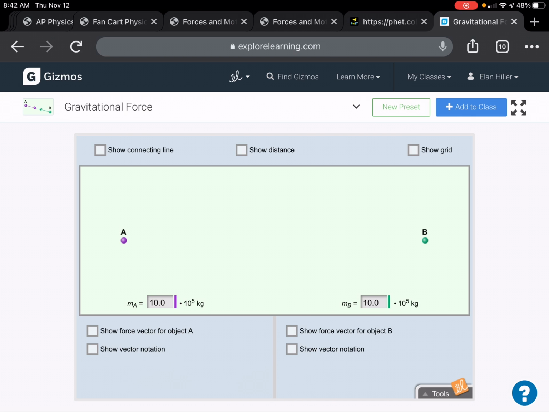So, as you can see, I've already launched the gizmo. And we're going to click. If you look in the bottom right and the bottom left, you'll see a box that says Show Force Vector for Object A. Click it. Show Force Vector for Object B. Click it.